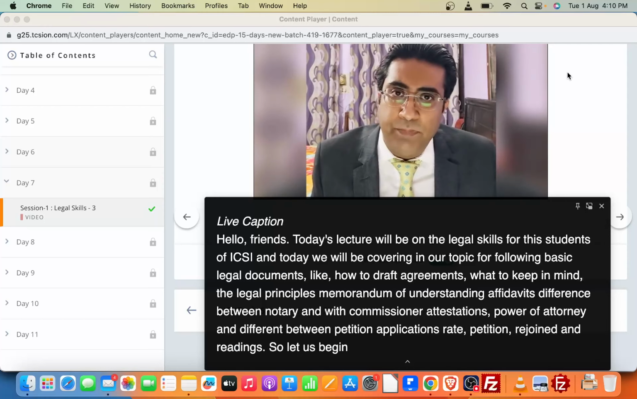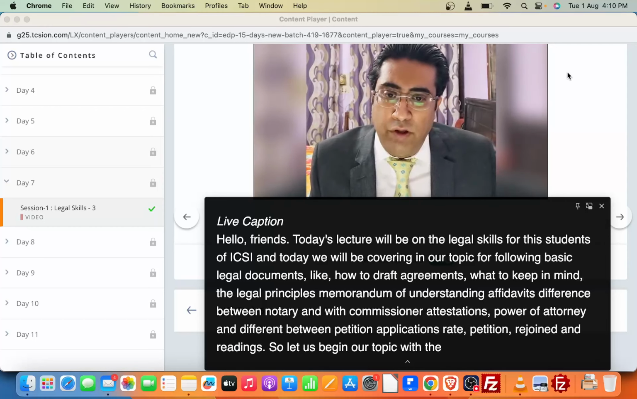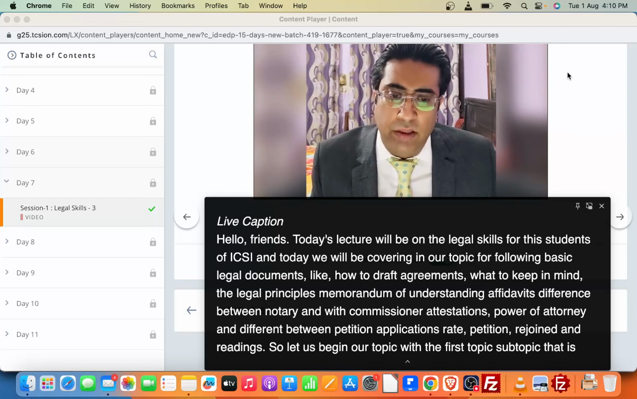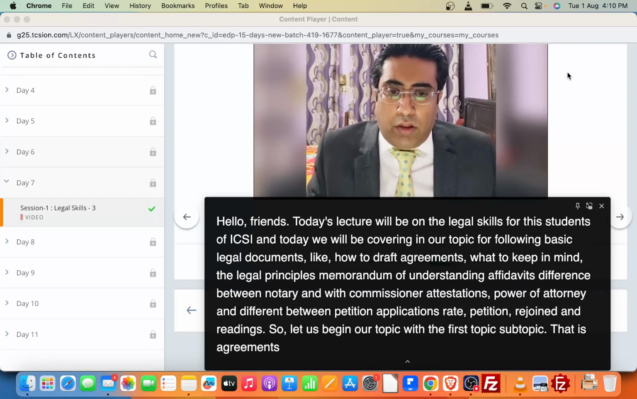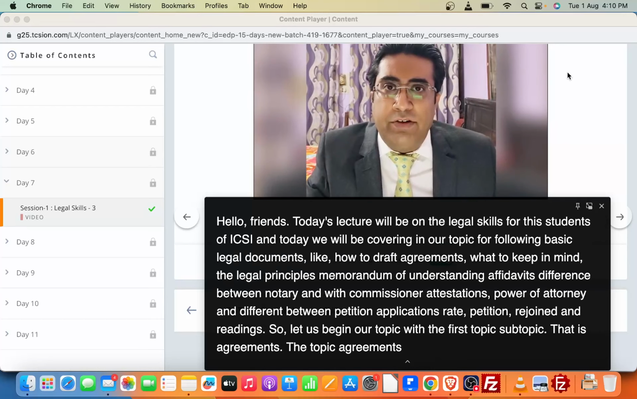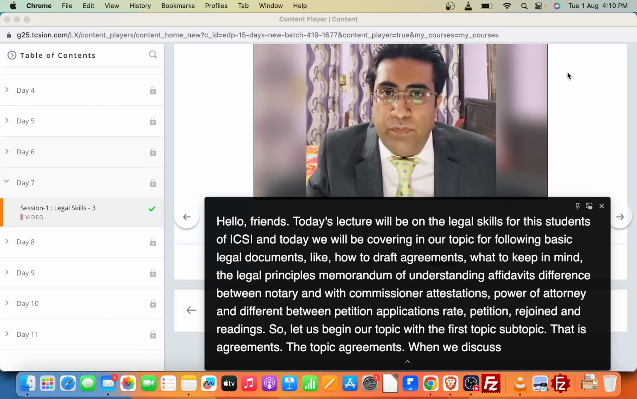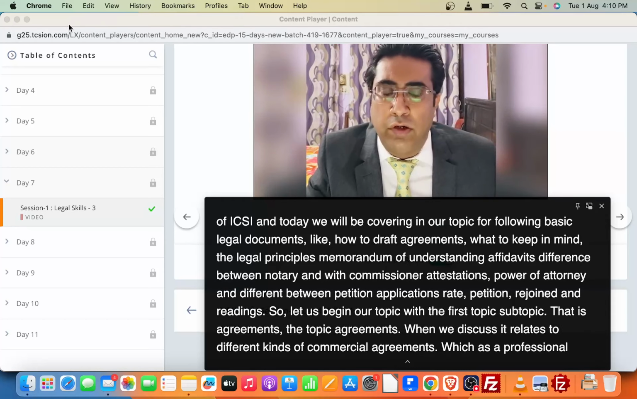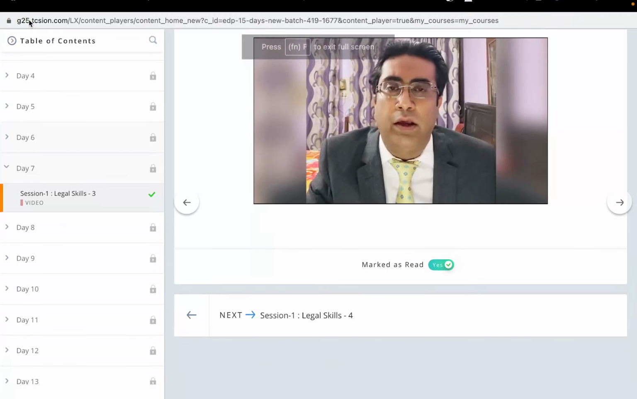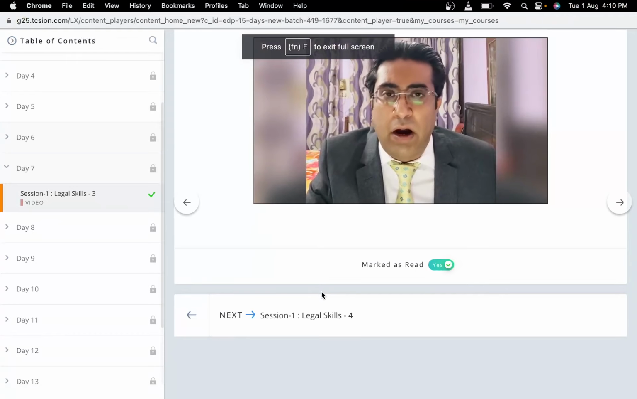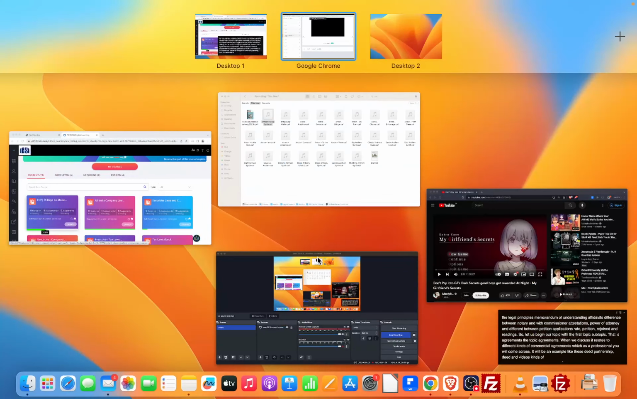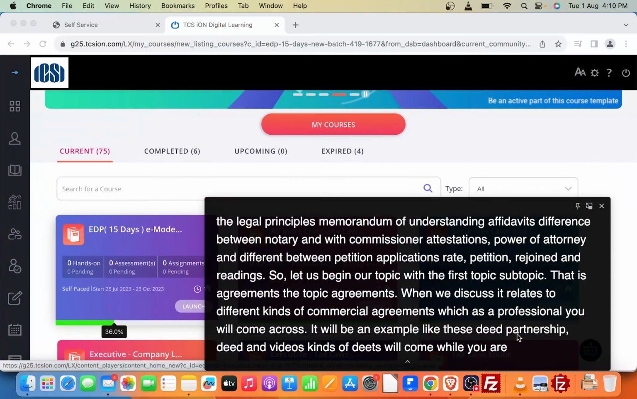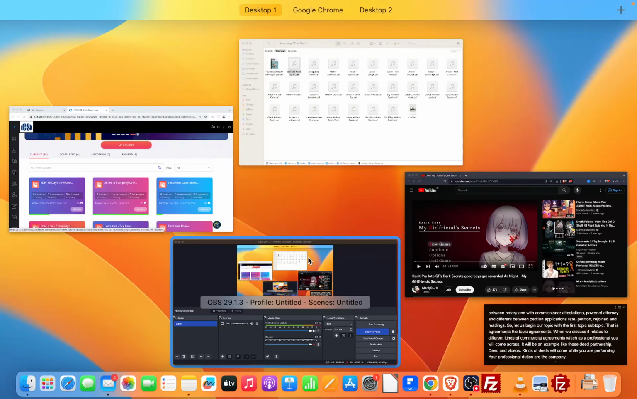So let us begin with the first subtopic, that is agreements. When we discuss agreements, it relates to different kinds of commercial agreements which as a professional you will come across. For example, lease deed, partnership deed, and various kinds of deeds will come while you are performing your professional duties as a company secretary.